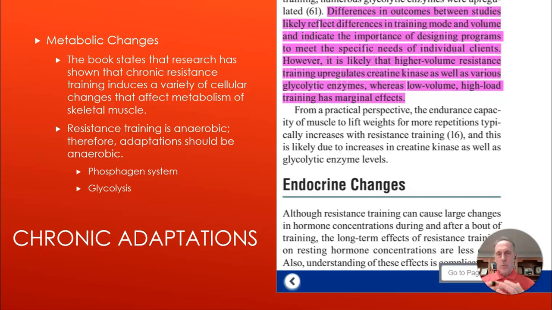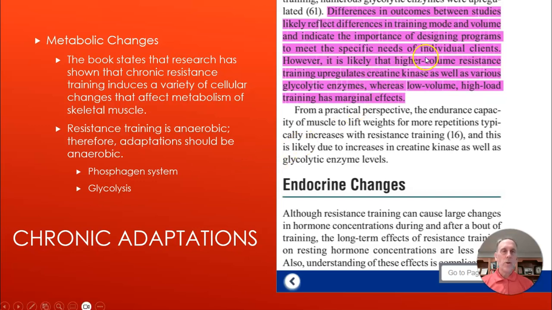Metabolic changes. The book states that research has shown chronic resistance training induces a variety of cellular changes that affect metabolism of skeletal muscle, which is great, right? When you talk about resistance training, it's anaerobic, and therefore one would presume that the adaptations should also be anaerobic, within the phosphagen system and also glycolysis.